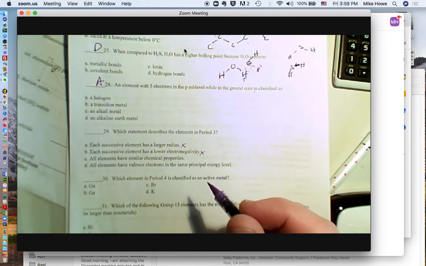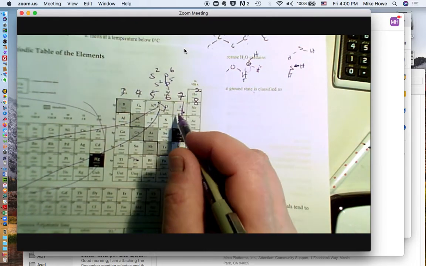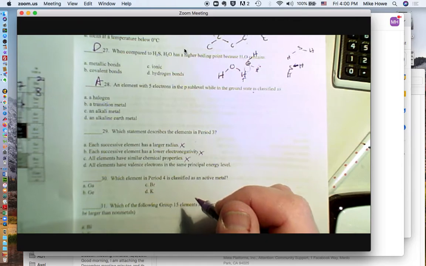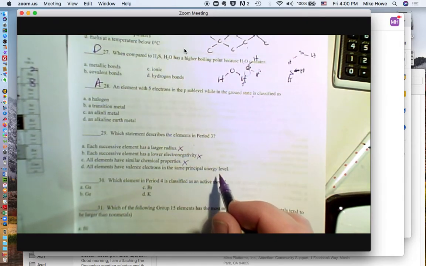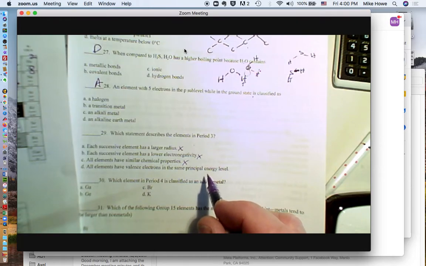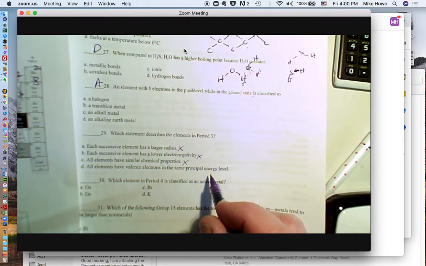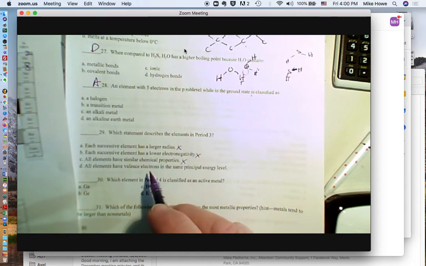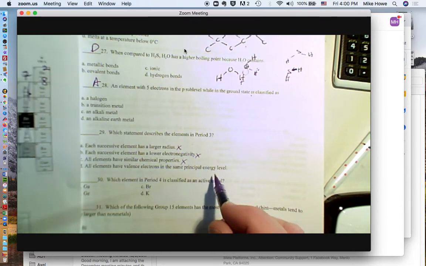We know similar properties are for the elements that are in the same families, not going left to right. So that answer's not right. They have valence electrons in the same principal energy level. Now, the first time when I read this, when I was making the key, I thought, oh, that means they have the same valence electrons. But it doesn't say that. It says they have valence electrons in the same energy level.